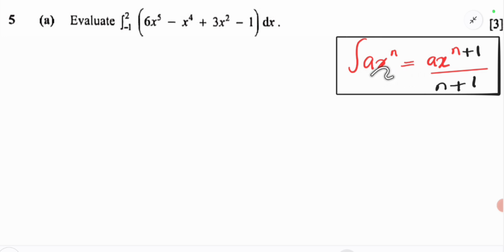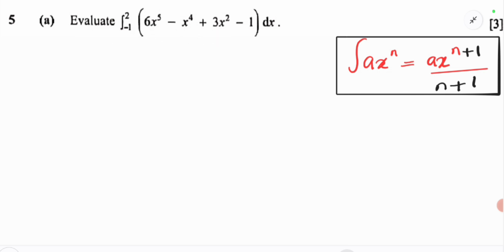So the rule states that if you want to find the integral of ax to the power n, where a is the coefficient, x is the variable, and n is the power, what you're supposed to do is get this expression as it is, ax to the power n, add 1 to the power, then divide everything by your new power, which is n plus 1. So you divide this whole expression by n plus 1. If you understand how this rule works, let's go ahead and use it to evaluate this integral.